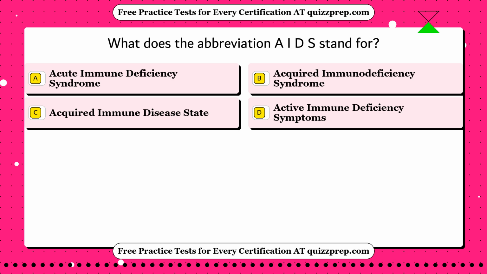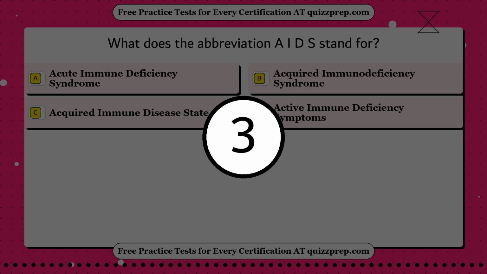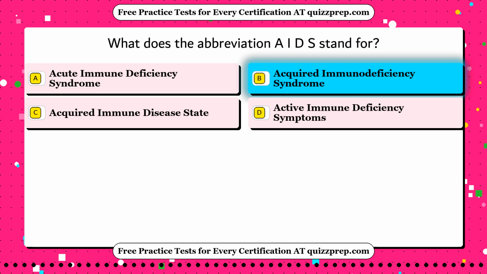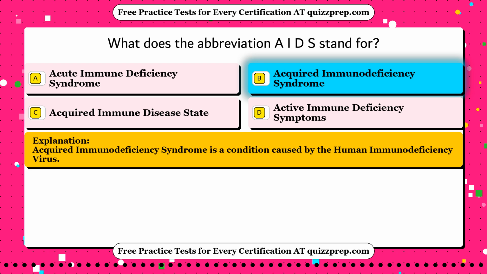Question 5. What does the abbreviation AIDS stand for? Option A, acute immune deficiency syndrome. Option B, acquired immunodeficiency syndrome. Option C, acquired immune disease state. Option D, active immune deficiency symptoms. The correct answer is option B, acquired immunodeficiency syndrome. Acquired immunodeficiency syndrome is a condition caused by the human immunodeficiency virus.